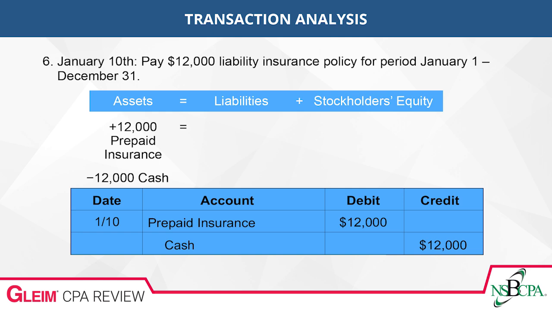Again, in some transactions, it is helpful to start by thinking about what is happening to cash. Whenever you pay cash, the asset is going to decrease. How do you make an asset decrease? You record the transaction on the opposite of the normal side, the credit side. To record the new asset prepaid insurance, we debit the account.